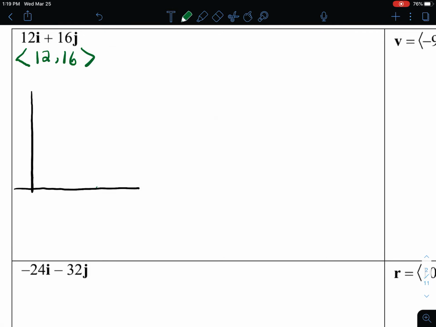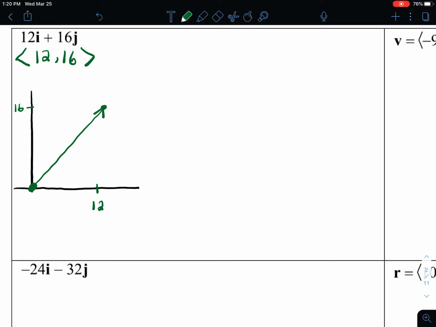And so what I'm going to have is it's going to go 12 units to the right, and it's going to go 16 units up. And so this vector starts at the origin, and it would go to 12 by 16. And I would draw my line, and then to indicate direction, I'm going to put the tail on it here. And so there's my vector.